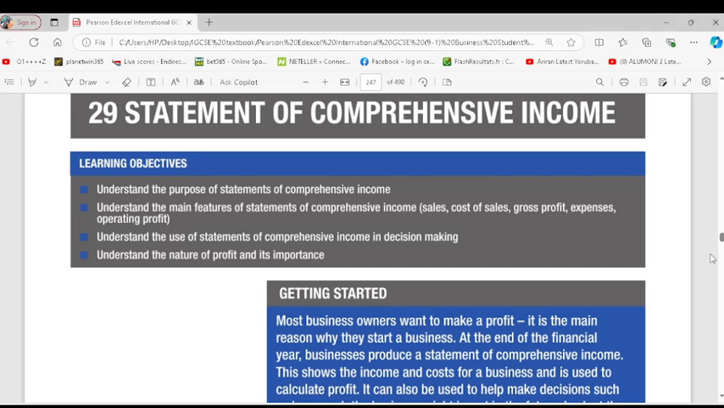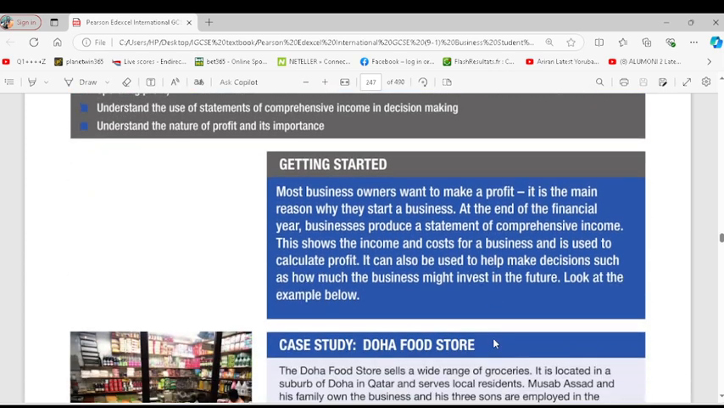So we're going to chapter 29, statement of comprehensive income. We're talking about items that bring about our trading as a business. So we trade, revenue comes in, income comes in. Those are the items that we put together in our financial transactions. That's what we call comprehensive income. So let's go down.